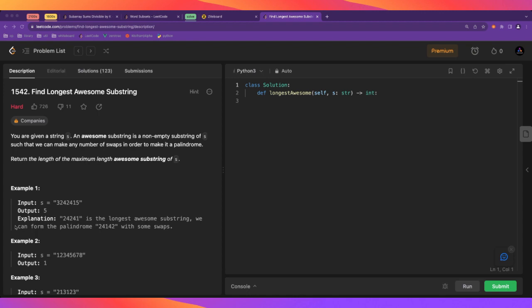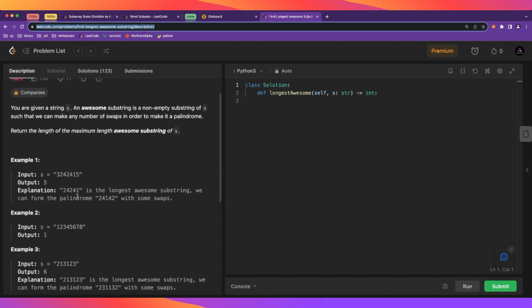Find longest awesome substring. It's a hard, like I said. You are given a string S. An awesome substring is a non-empty substring of S such that we can make any number of swaps in order to make it a palindrome. So this is not very clear.